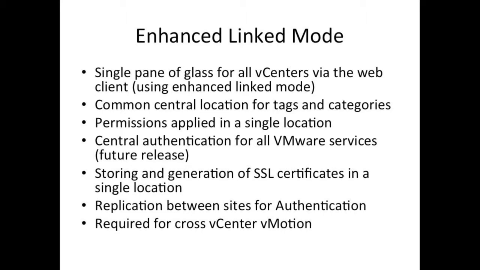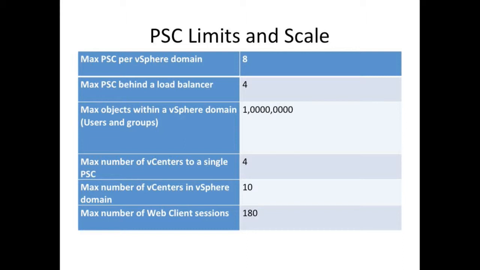There's some things on here that it talks about, replication between sites. The one thing that's important about enhanced link mode is cross vCenter vMotion in 6.0. That's the ability to move a VM live without interrupting it from one vCenter to the other vCenter. It does require enhanced link mode, in other words, the same PSC. So as you think about that, think about what you want to do. If you want to be able to move VMs live from one place to the other, you have to have enhanced link mode enabled. Here's some scales and some limits from the 6.0 documentation.